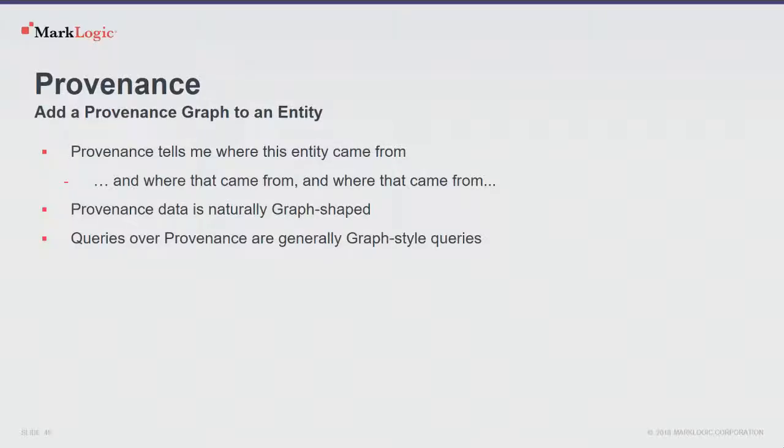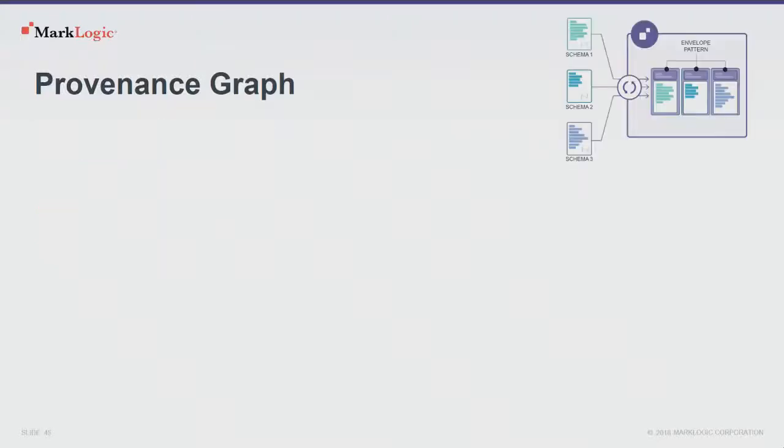So we're going to add a provenance graph to an entity. Provenance tells me where this entity came from and where that came from and where that came from. And so it's just very naturally graph shaped. And the kinds of queries you want to do over provenance are also graph style queries.